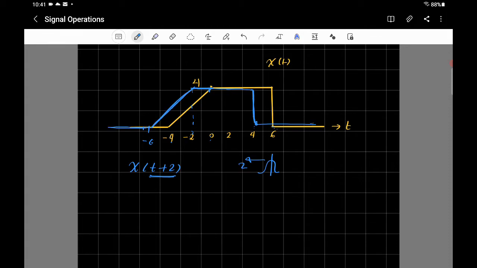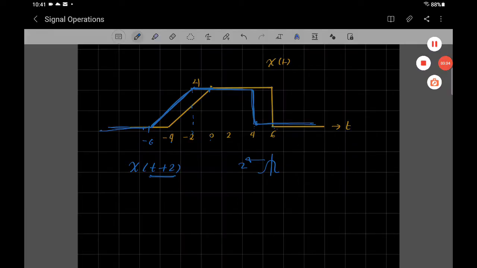So as you see, the whole graph moved 2 units towards the left. Observe, no change in the magnitude, only a shift in the time. That's called time shift.